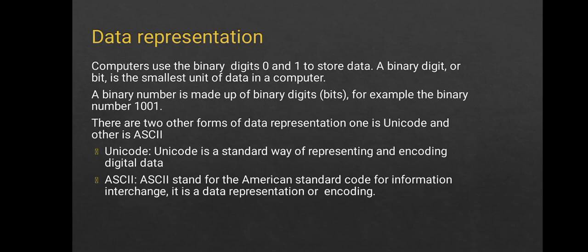There are two other forms of data representation. One is Unicode and the other is ASCII. Unicode is a standard way of representing and encoding digital data. ASCII stands for the American Standard Code for Information Interchange. It is a data representation or encoding.